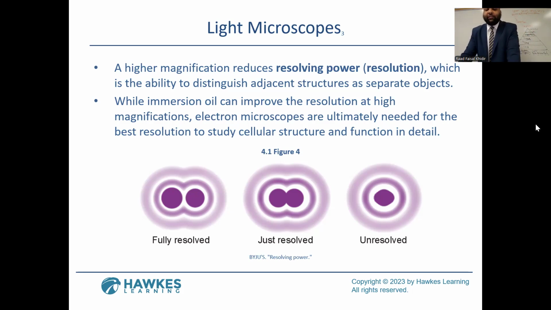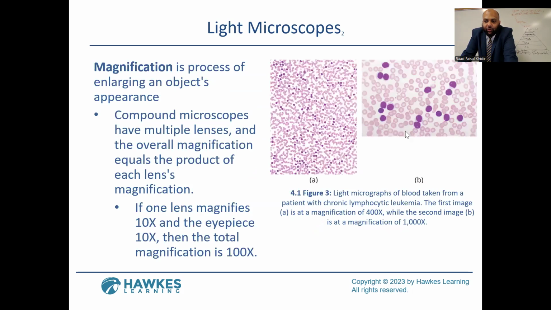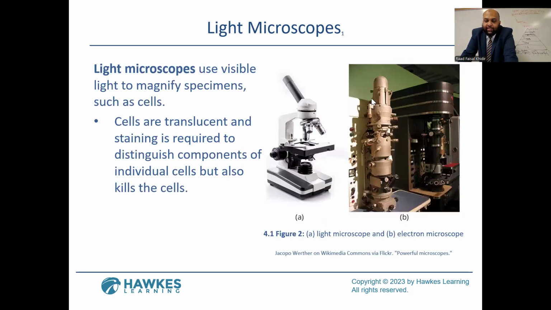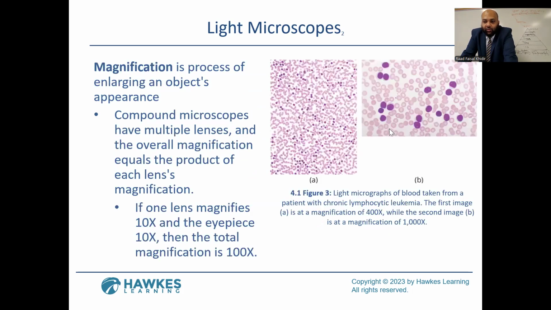So at high magnification, the electron microscopes are ultimately needed for the best resolution to study cellular structure and function in detail. So you have to see that these electron microscopes can see with an excellent magnification and an excellent resolution.